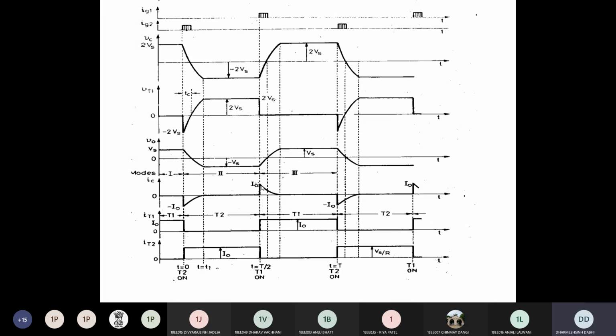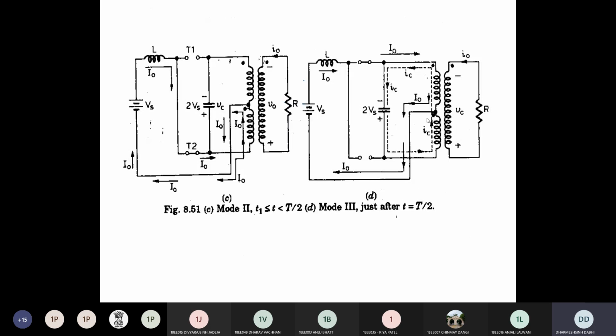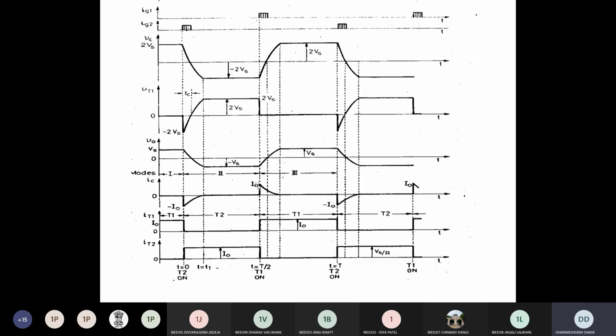Now the current flowing from the capacitor is decreasing from positive to 0 because your capacitor is discharging now. See the direction of current, that is the positive direction, this one. So you take the current as positive, but it is discharging, so it is decreasing. Once it is fully charged to 2 Vs, it acts as an open circuit, so the capacitor current becomes 0 at this instant. Clear? So this is the current of the capacitor, and this is the value of thyristor T1 current at t equal to t by 2 instant.